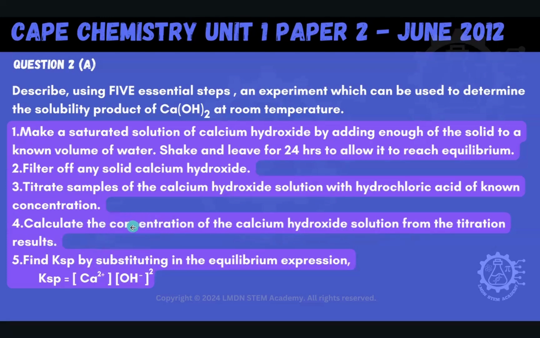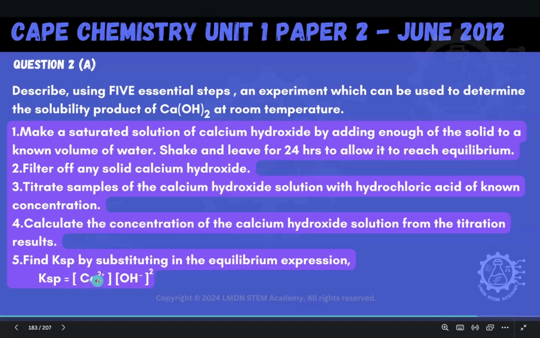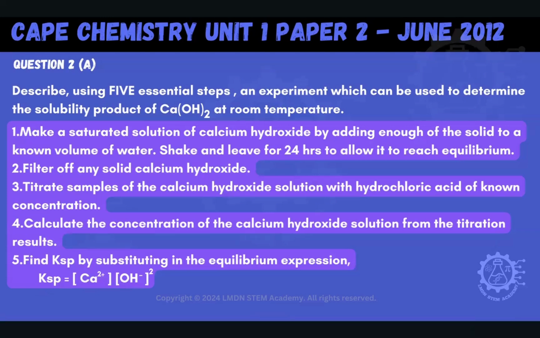And once we have the concentration of calcium hydroxide, then what do we have? We automatically have the concentration of the calcium 2+ ions, as well as the concentration of the hydroxide ions. And so we're going to plug those concentration values in this expression here in order to calculate the KSP, because this is the KSP expression for calcium hydroxide. So if we know these concentrations from our titration results, then we can find the KSP, which is the solubility product of calcium hydroxide at room temperature.